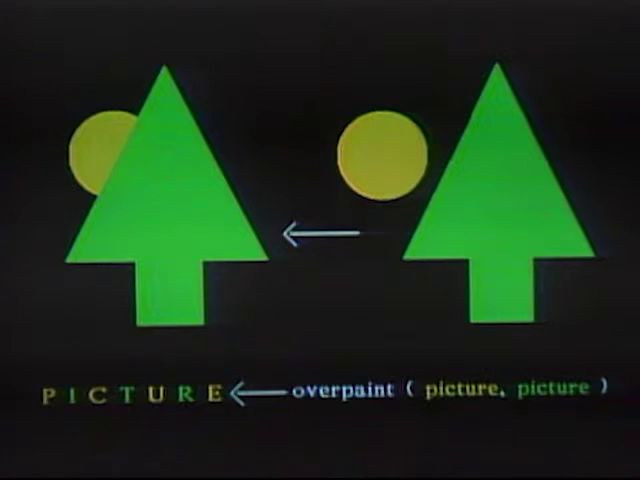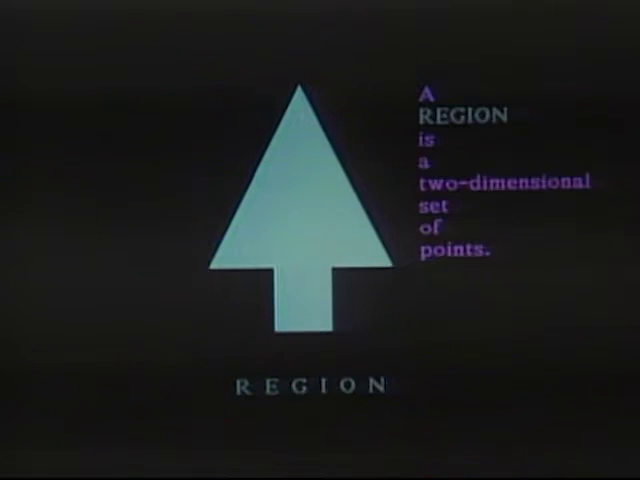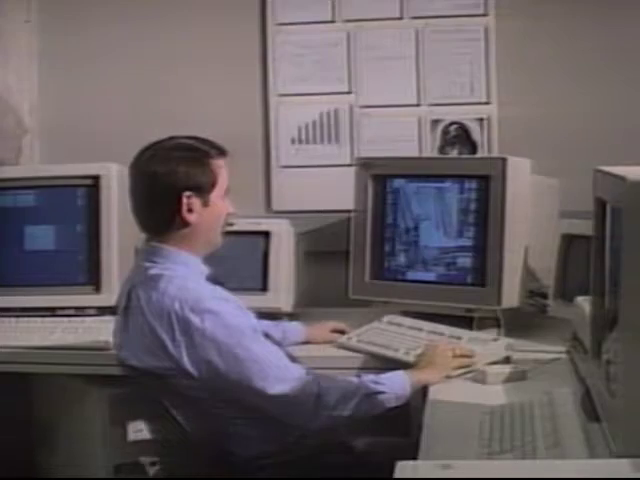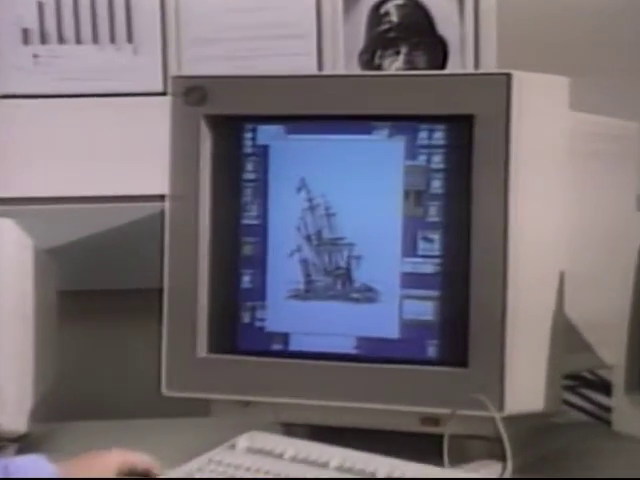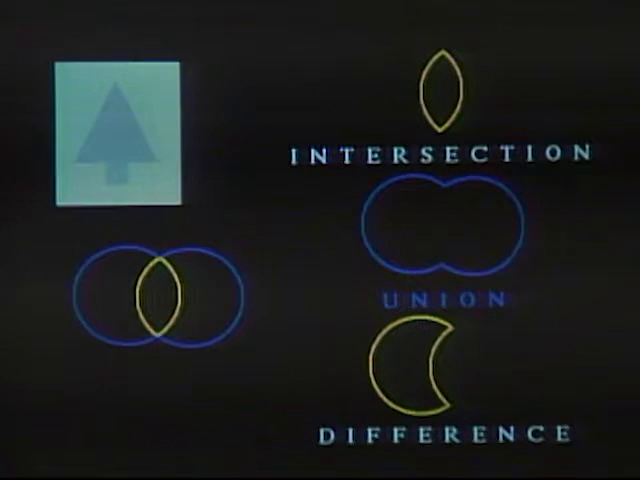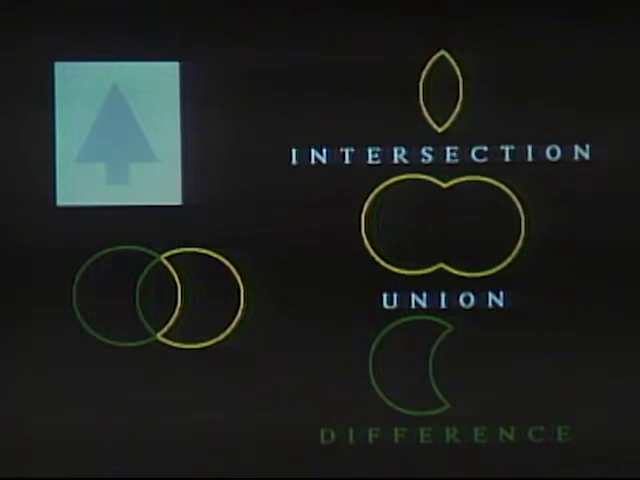So we can build pictures when we have pictures, but where do the simple pictures come from? A simple picture is just a region with color. A region is a two-dimensional set of points, and any set of points is a region. For example, the points in the ship with a given gray value can define a region. We can get new regions using the standard set operations: union, intersection, and difference.